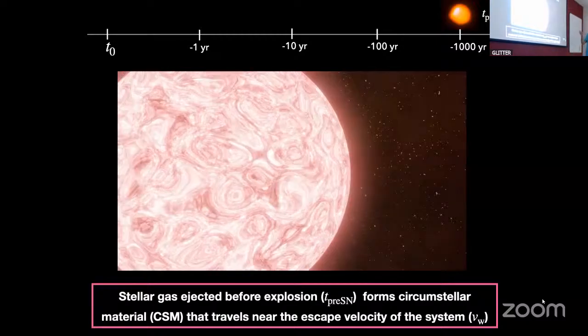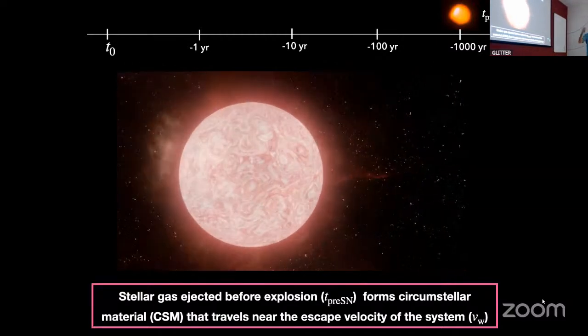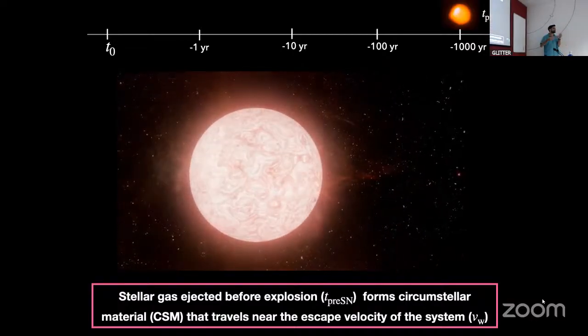as a red supergiant is getting ready to die, it is ejecting material. This material forms circumstellar material, and this is the time before explosion. This material is liberated, so it's moving outward in space. And as soon as the supernova goes off, it will collide with that material, providing a time machine back to when this star was actually ejecting this material.